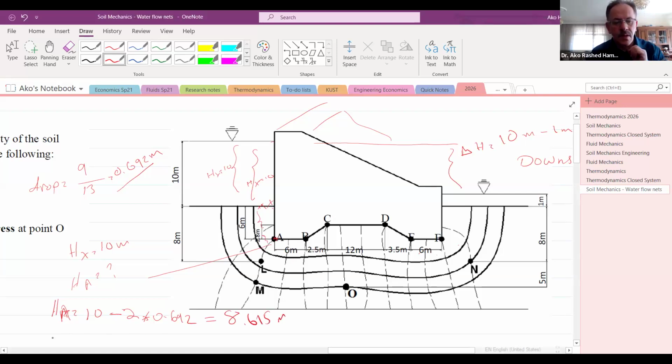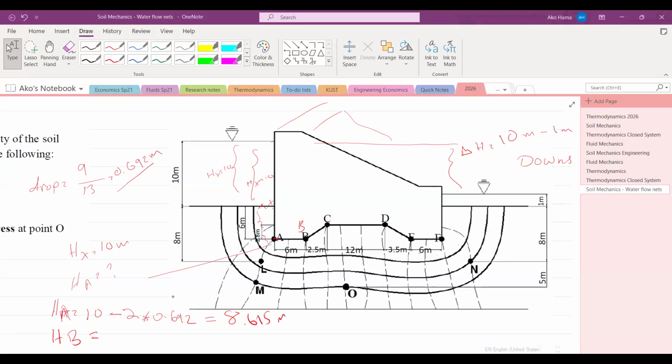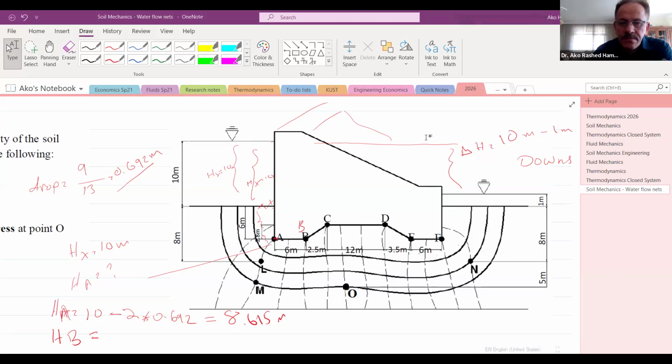If I want to see the head at B, this is the B. Now, I want you to tell me what will be the drop. What will be the drop at B, or the pressure at B?